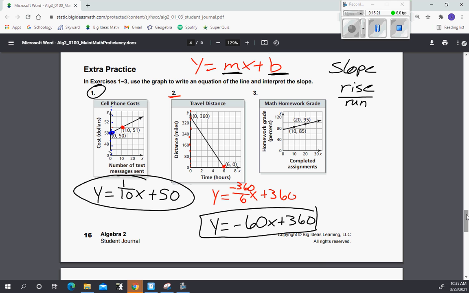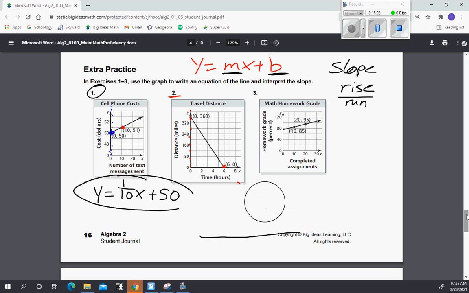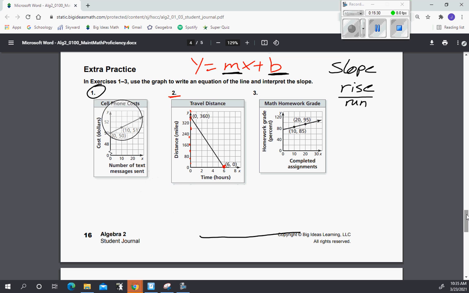I just simplified that fraction. Part D, I'm going to erase this stuff down here because we're going to need more room on this one. This is a little different.